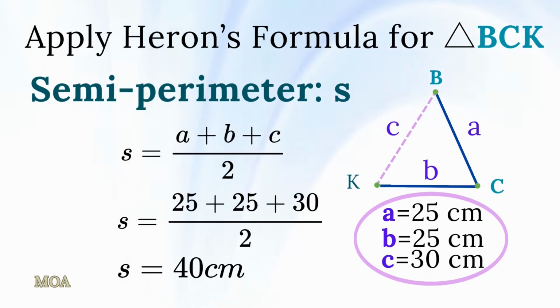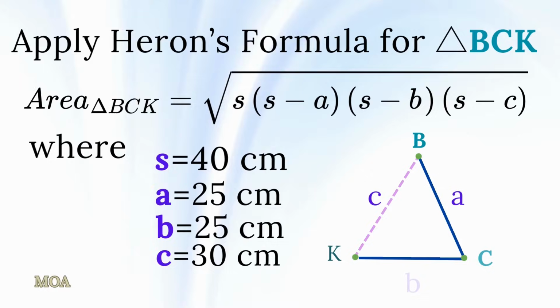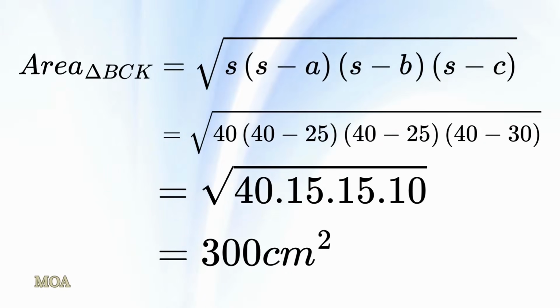First, compute the semi-perimeter, denoted S. S equals 25 plus 25 plus 30, divided by 2, which gives S equals 40 centimeters. Next, apply Heron's formula. The area of triangle BCK equals the square root of S times S minus A times S minus B times S minus C. Substituting the values, we find the area of triangle BCK is 300 square centimeters.